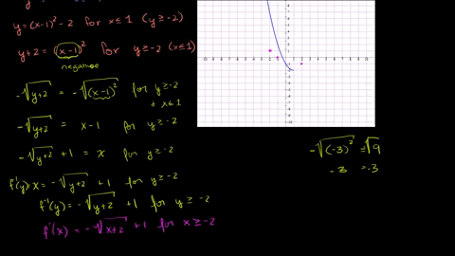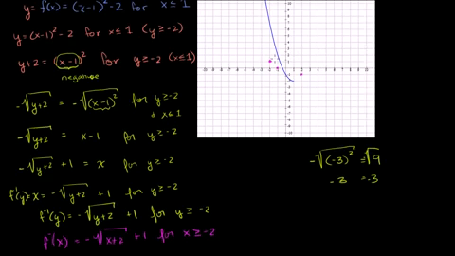So the graph is going to look something like that right there. And as you can see, it is a reflection of our original f of x along the line y is equal to x, because we've essentially just swapped the x and the y.